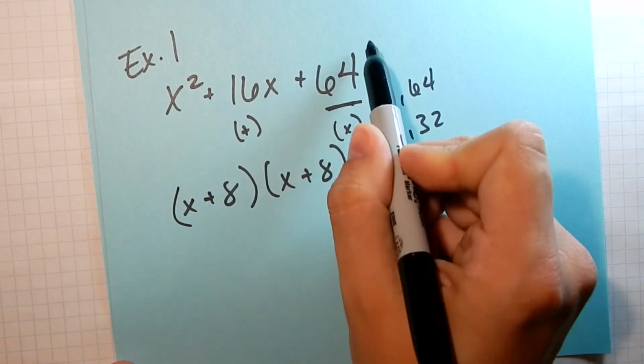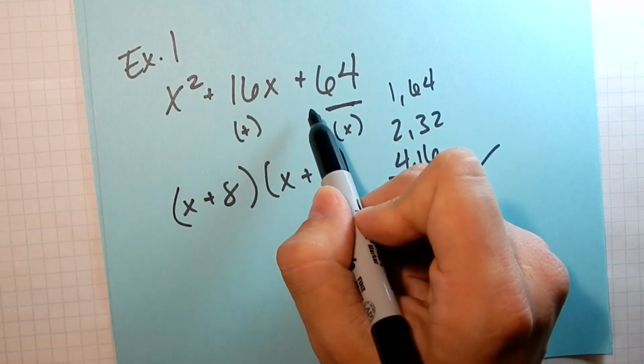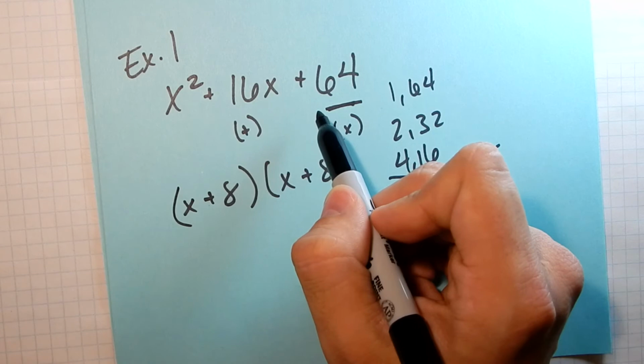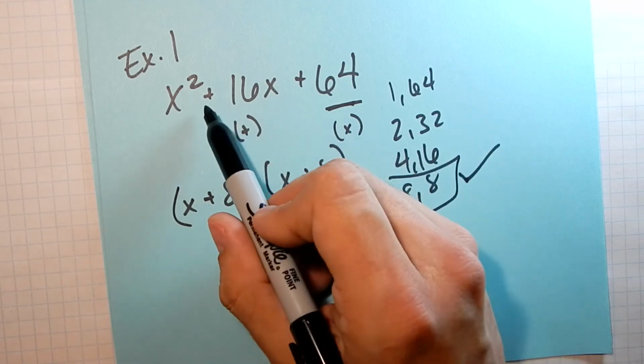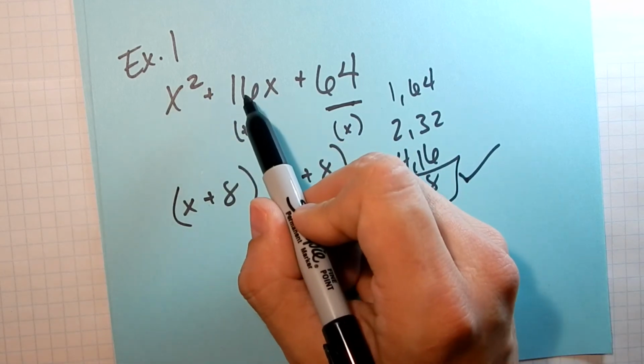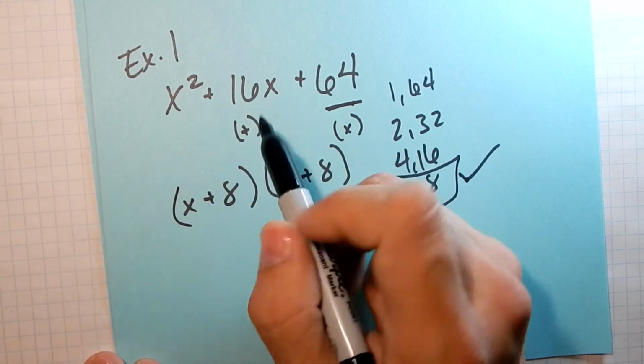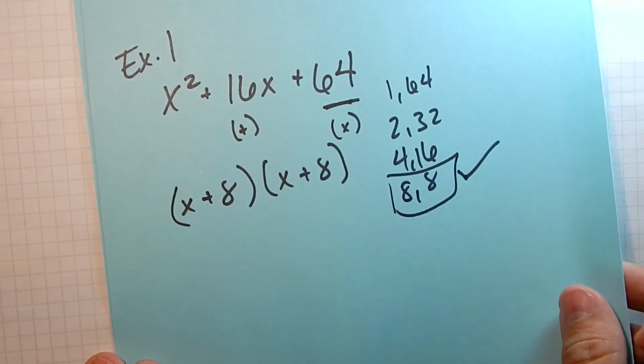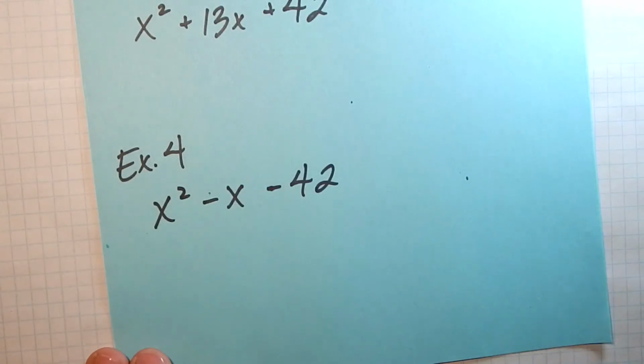So the sign of our third term tells us, are the signs the same or are they different? And this one tells us what they are or how they compare to each other. We'll get into that a little bit more with a few more examples. So we'll take a look at a second one here.